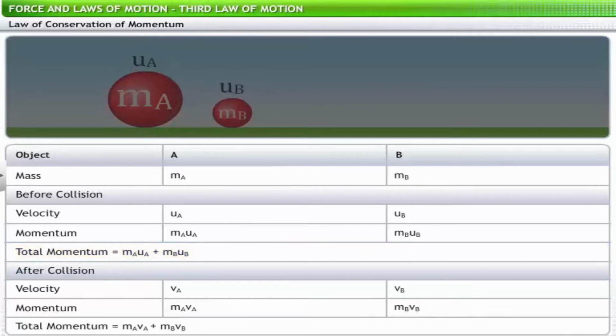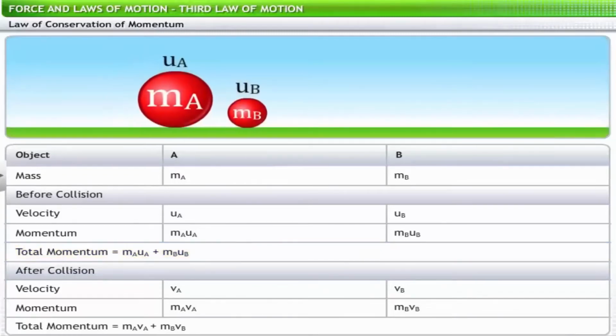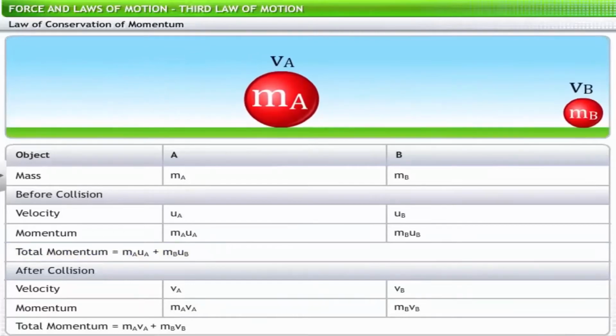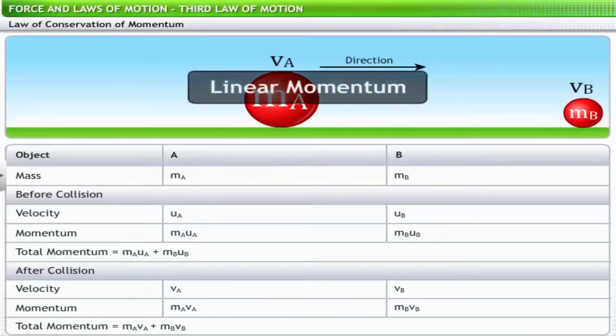Since the spheres are moving with unequal velocities along the same path, they will collide at some point. Let's assume that after collision, both the spheres A and B move with uniform velocities VA and VB respectively, in the same direction as that before collision. As the spheres move along a straight line before and after collision, their momentum is said to be linear momentum.